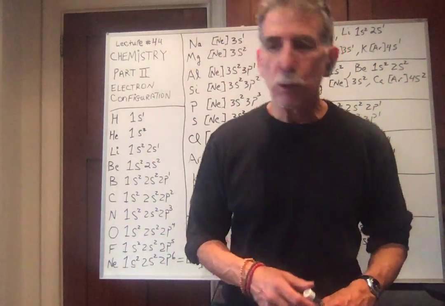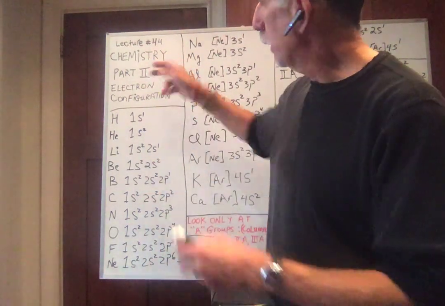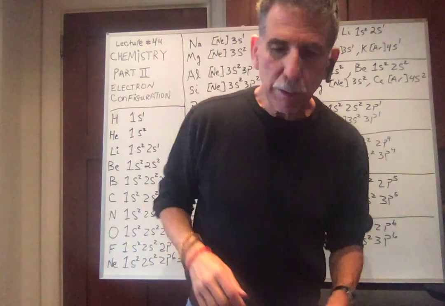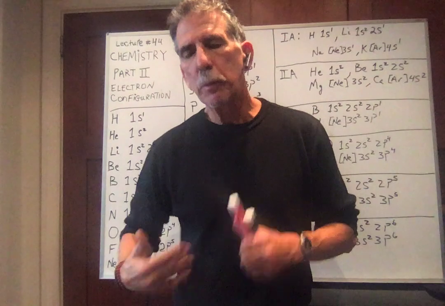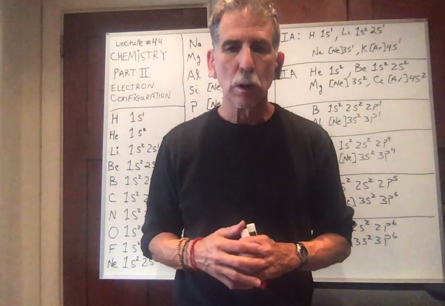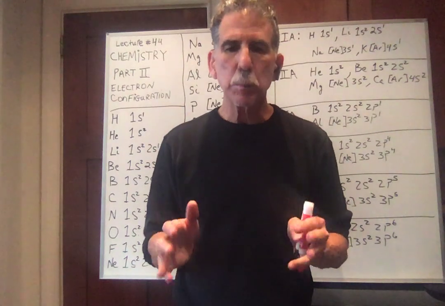Welcome everyone to lecture number 44, chemistry, part 2. We're going to talk about electron configuration, and I'm going to build on the silly stuff I said in the last lecture about a hospital. If you'll recall, I said I was building a hospital on the first floor.